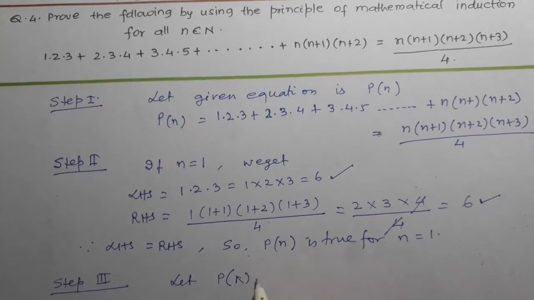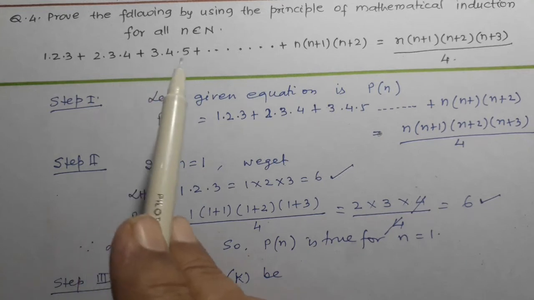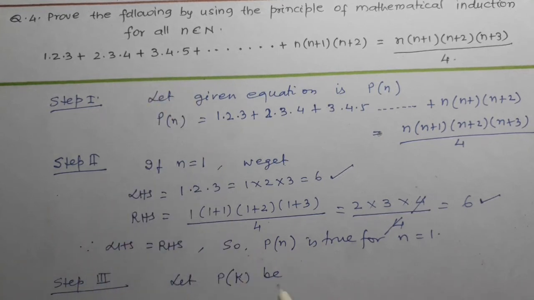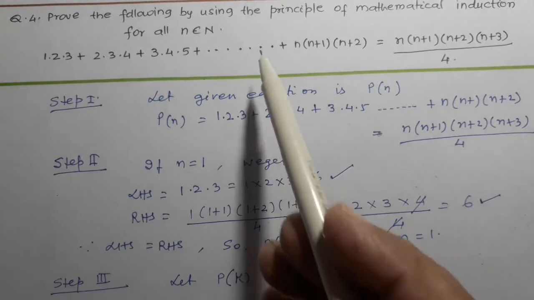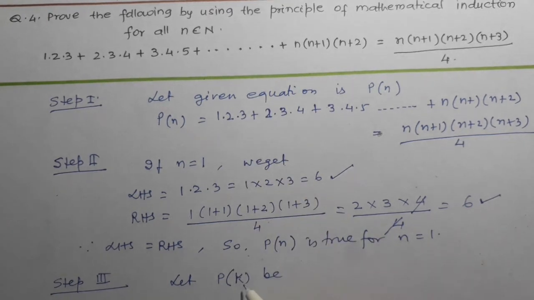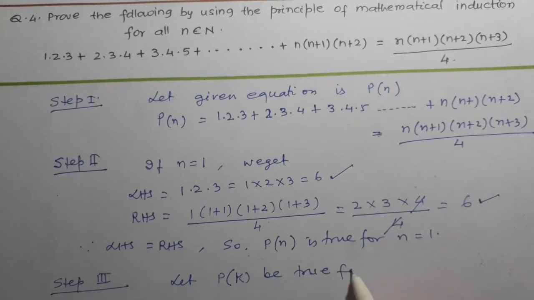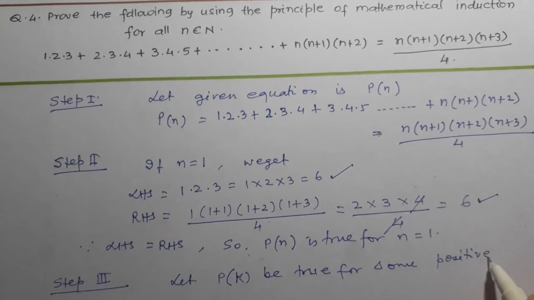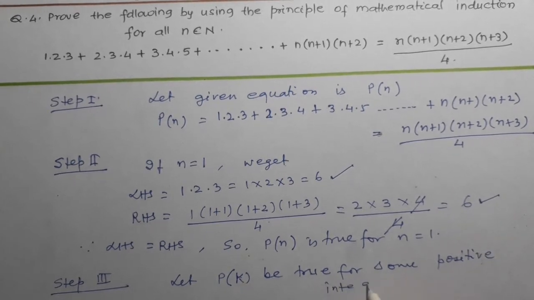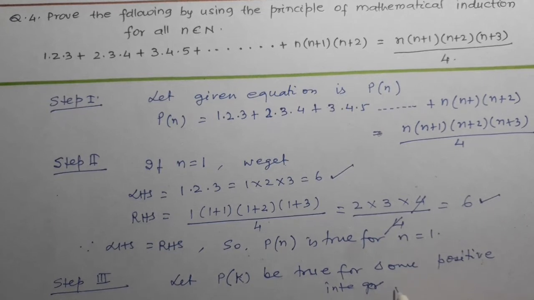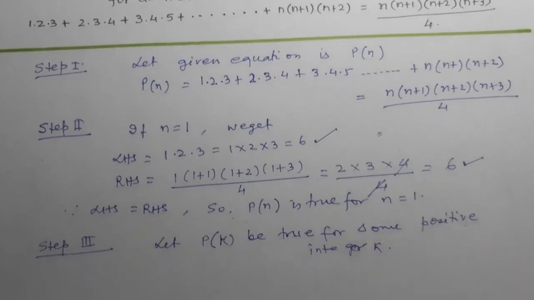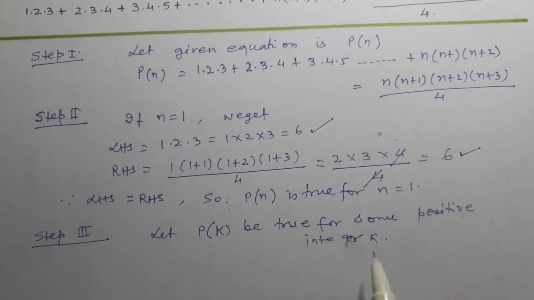P of k be, P of k means k is for any integer. Suppose it is first term, second term, fifth term. Suppose I will prove it by fifth term. Someone can prove by taking the seventh term. So k will be any integer. Pk be true for some positive integer k, right? So now at the place of n we shall write k.